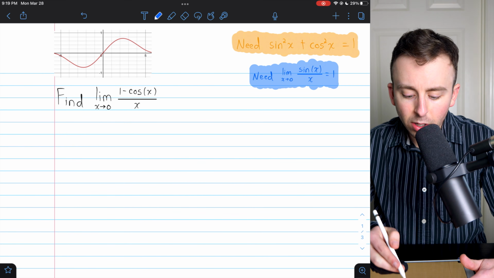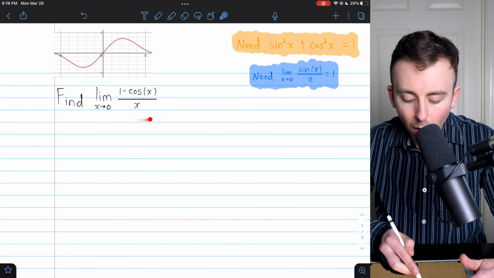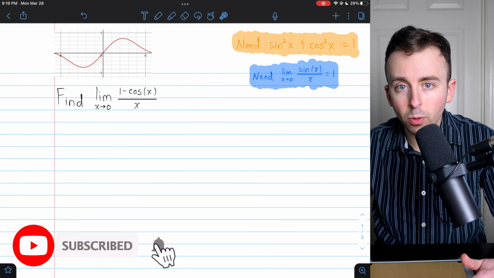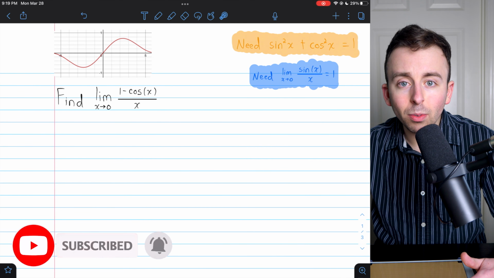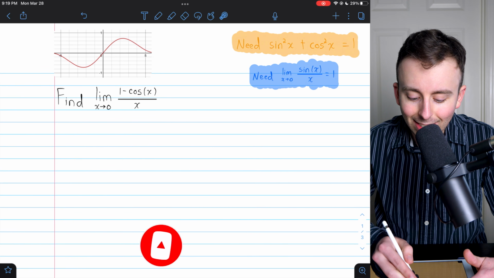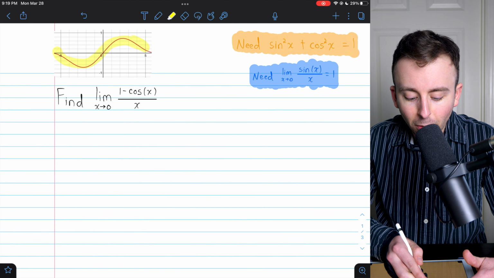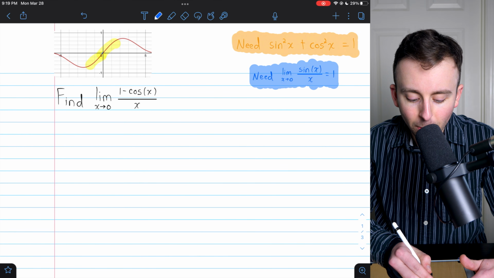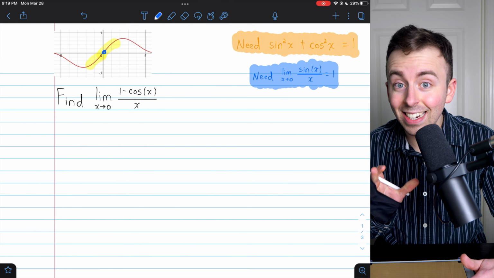Hi there. We're going to evaluate the limit of (1 minus cosine x) over x as x approaches 0. This is one of those classic limits you're just expected to know, and based on the graph, you might suspect that the limit as x approaches 0 is 0, and indeed it is.